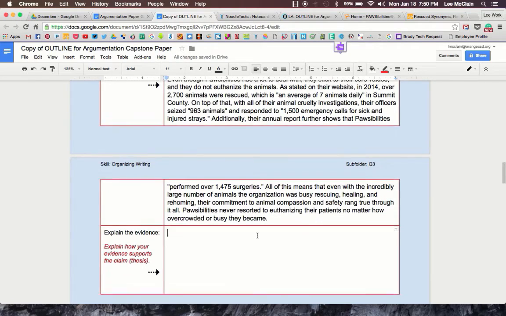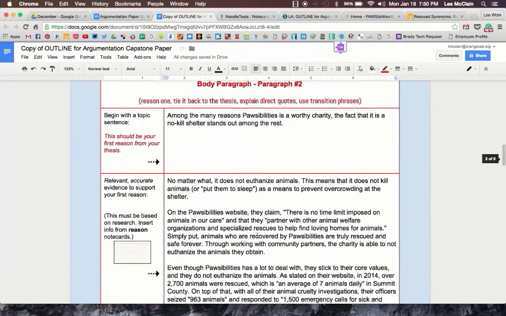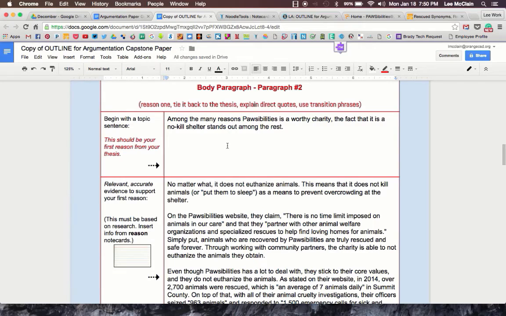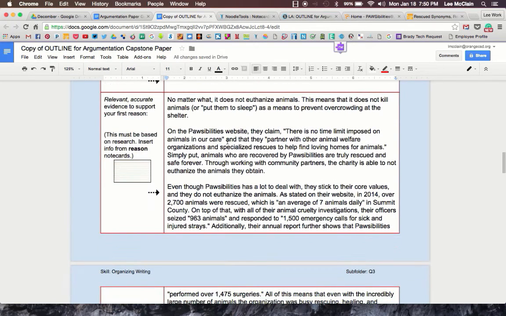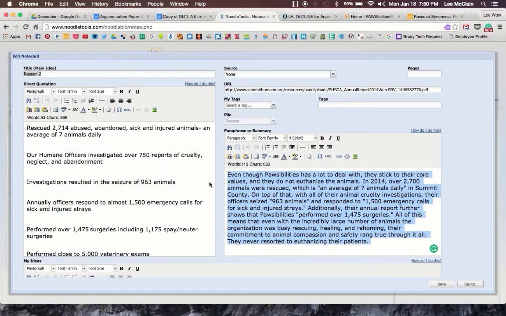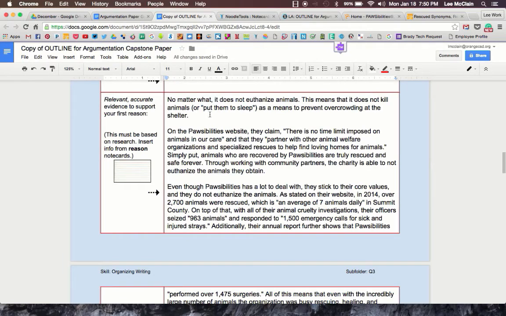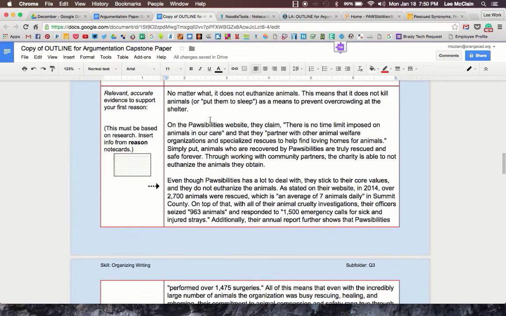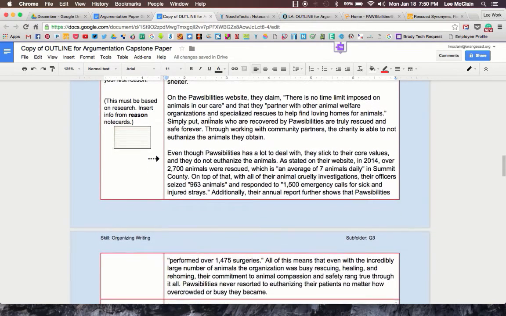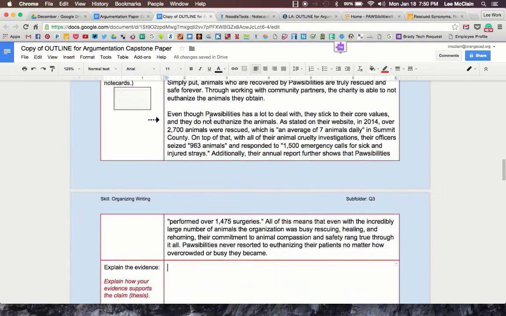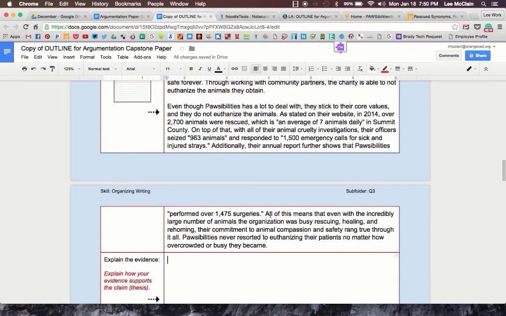Now, here's a summary of what I've done so far. I made a topic sentence for this paragraph. I pasted all this stuff over from my NoodleTools note cards, from my 2 reason cards. I fixed it all up so that it flows, so that it's making sense, so that I give credit to my sources and it has transition phrases. I make sure that I follow up all of my quotes with an explanation of what it actually means.